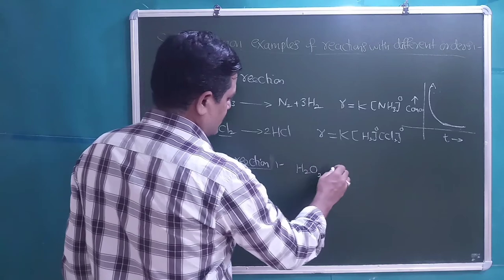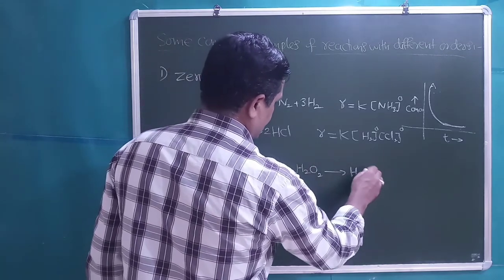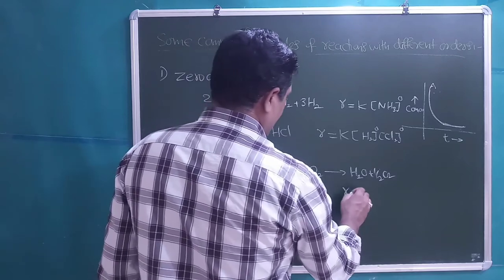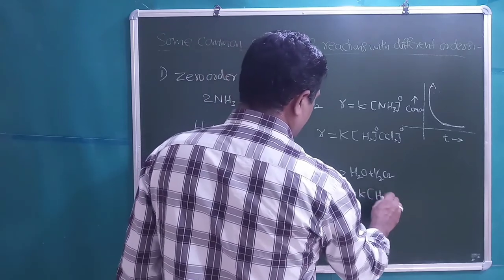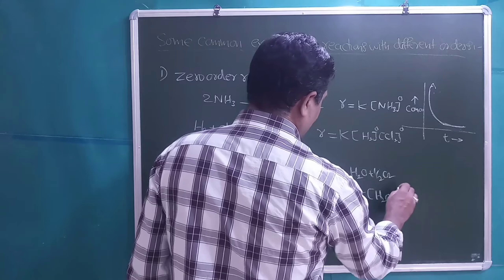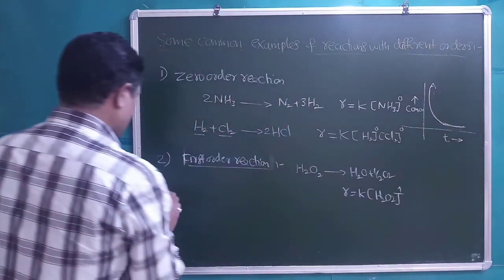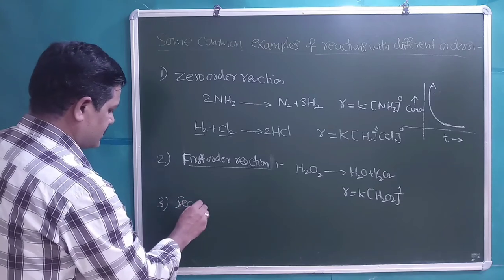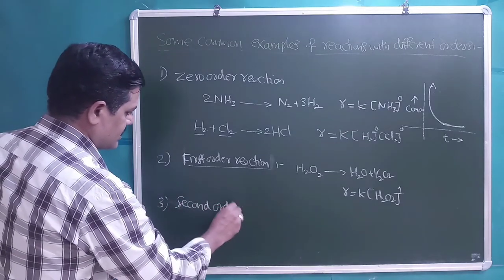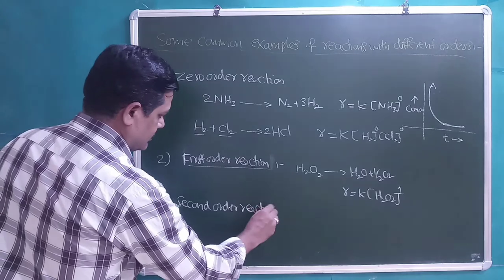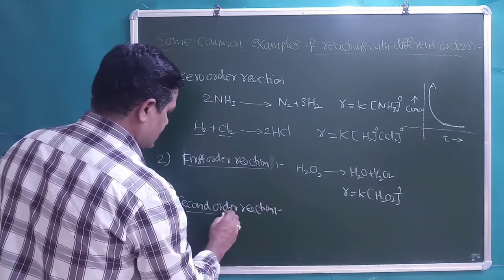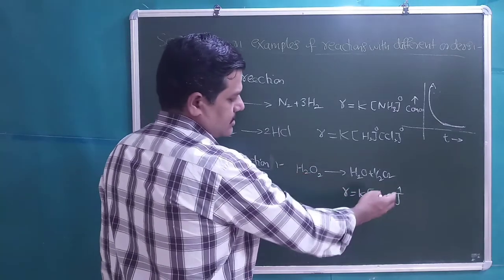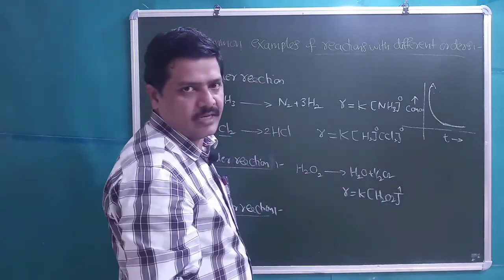decomposition of H2O2 we will take, it is a first order reaction, giving H2O plus half O2. Here students, rate we can write as K into H2O2 power 1, which is measured from the experiment only. Second order reaction, students, first order means that in the rate law expression, the power of concentration is 1.